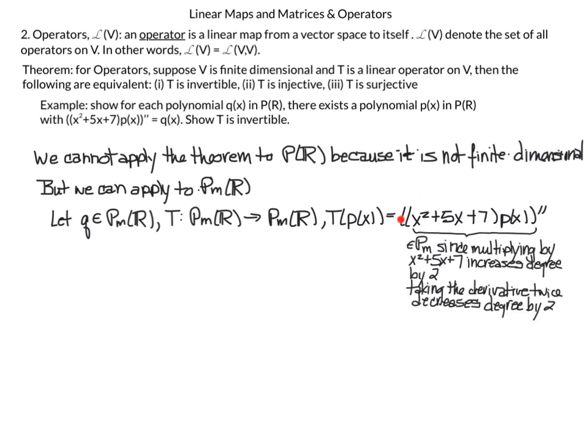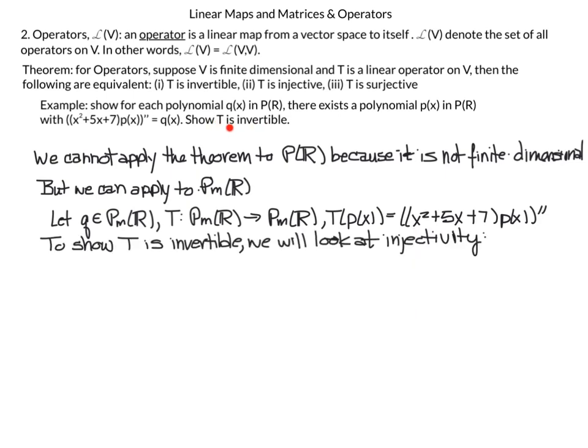And just a quick note, this product is in P_m, the space of polynomials of degree m or less, since when we multiply p(x) by x² + 5x + 7, we're going to increase the degree of the polynomial by 2, but then by taking the derivative twice, we're going to decrease the degree by 2, so we're left back at P_m.